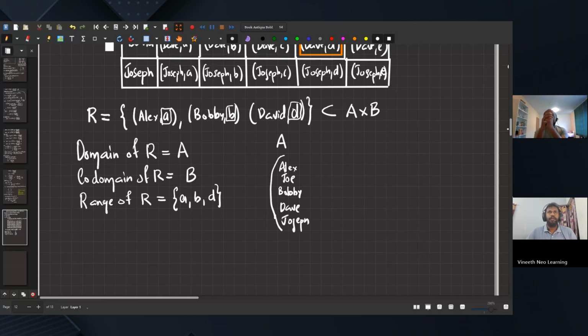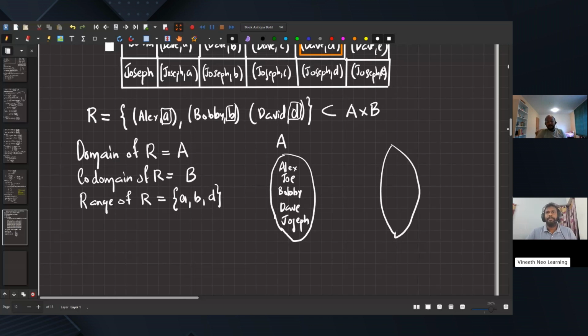If you want to sleep, just sleep, Joe. Now we have the letters A, B, C, D, and E. We can map this with an arrow representation, which gives a sense of direction. R is defined from A to B. So Alex to A, Joe to no element, Bobby to B, Dave to D. Here Joe and Joseph have no image in B. So this relation is not a function.